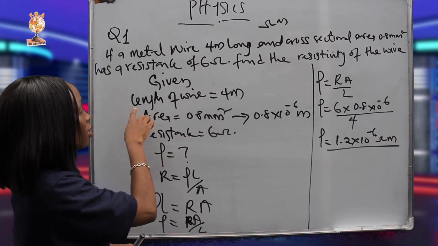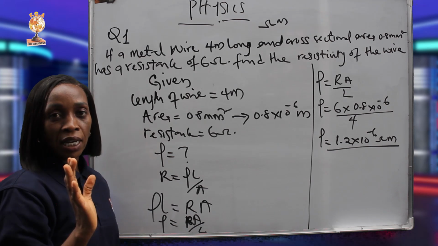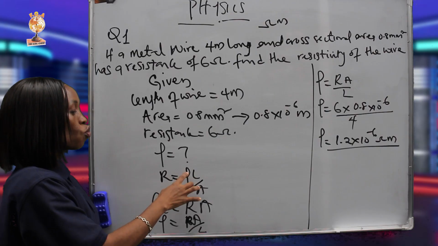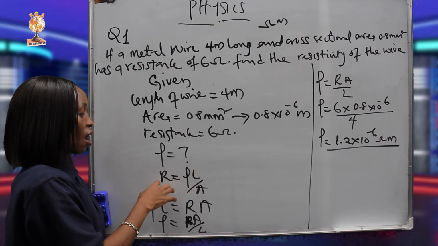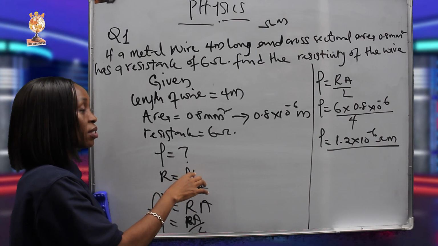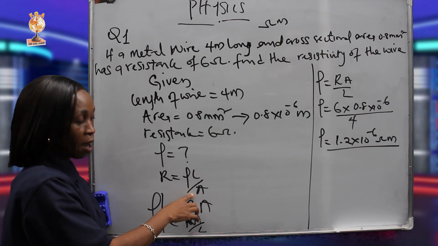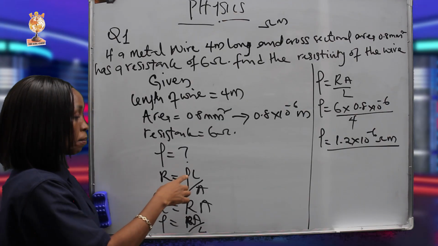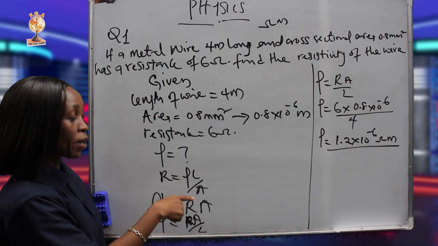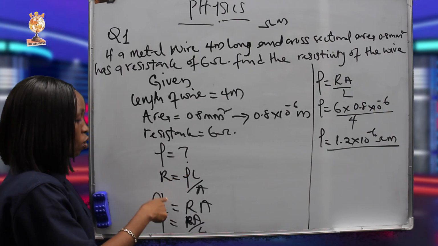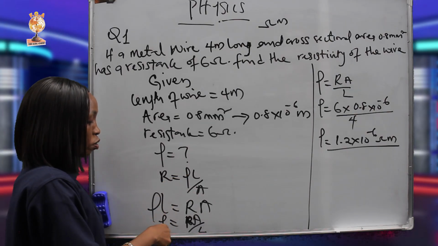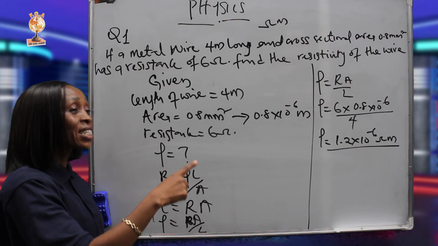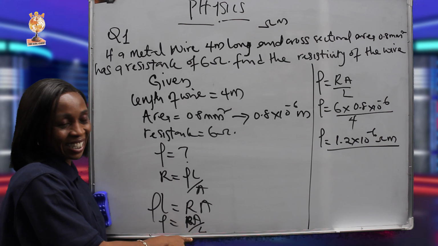And then the length of the wire is 4 meters. Now inputting it, R is equal to rho L over A. R is equal to resistivity times length all over area. I'm using the word rho because that's the symbol. Cross multiplying, rho L is equal to RA, so rho becomes RA over L. Resistivity becomes resistance times area all over length.